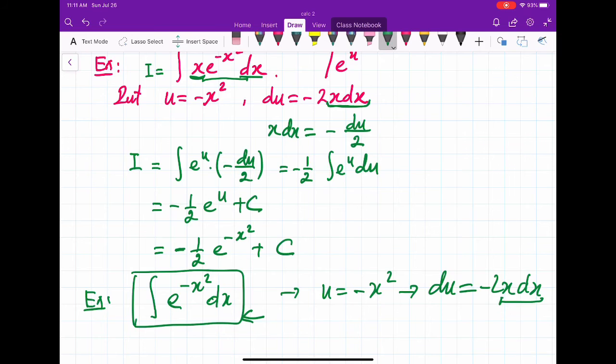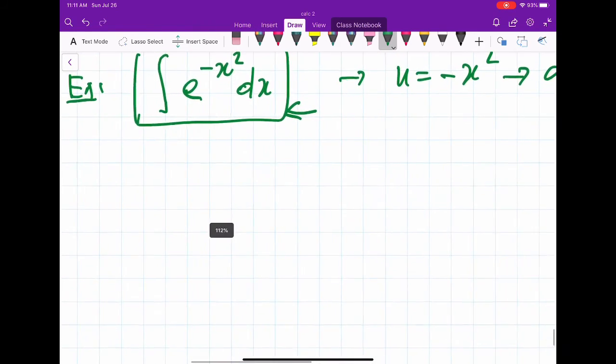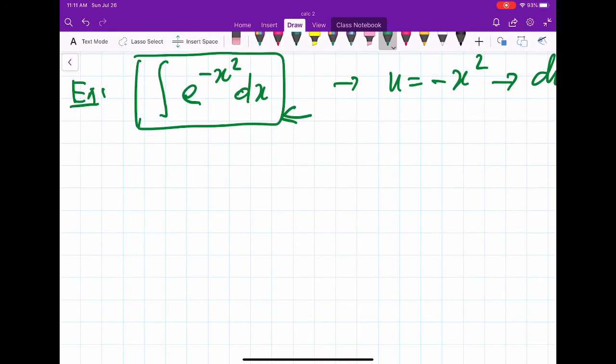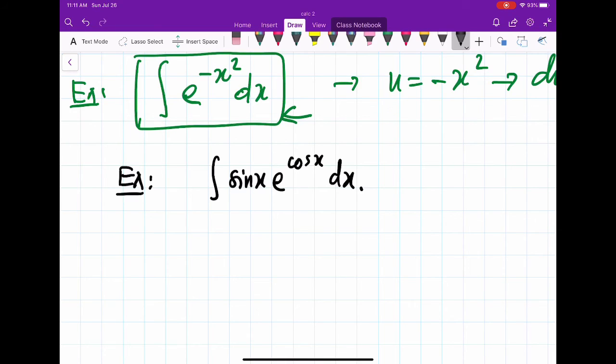Okay, so now let's move to more examples. That is the only way to learn mathematics. We need to do more examples, right? Say the antiderivative of sin x e to the cos x dx. So you may guess we need to put u equal to cos x, right? And from here I get du equal to negative sin x dx.